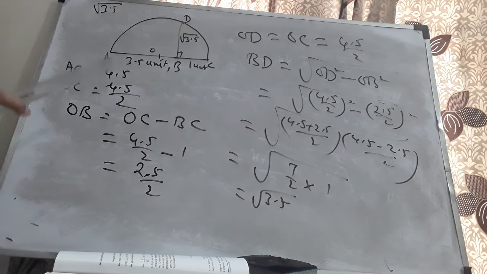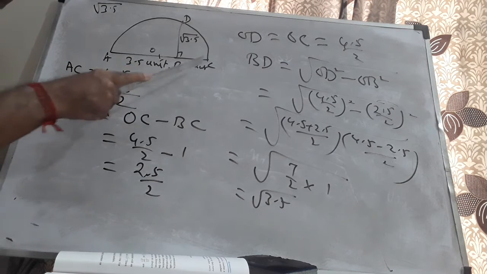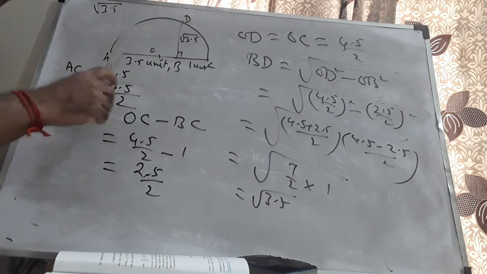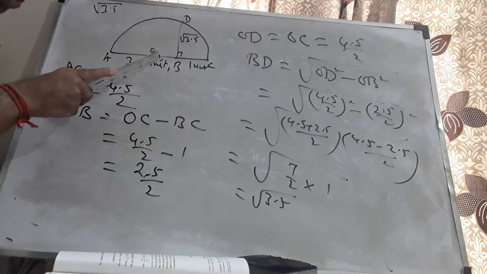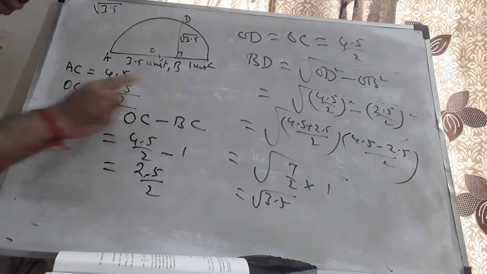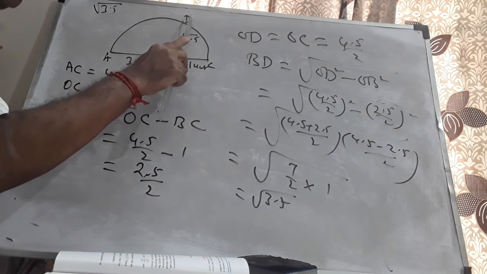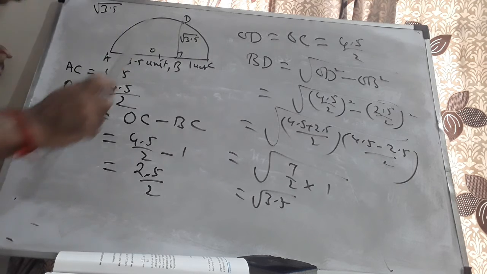Let me explain once again. Draw segment AB of length 3.5 units. Extend AB to C so that BC is equal to 1 unit. Draw semicircle with AC as diameter. Let the center be O. Draw the perpendicular at B to AC. Let it intersect the semicircle at D. Now length BD is root 3.5.